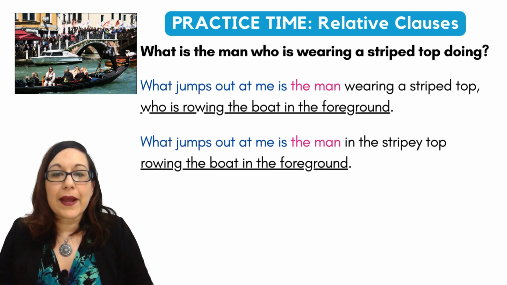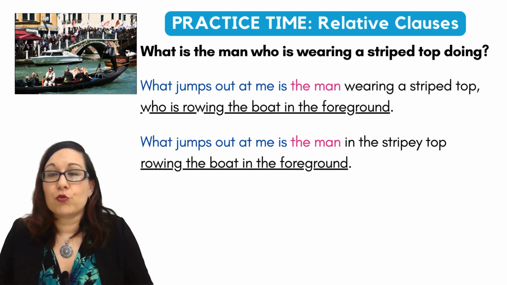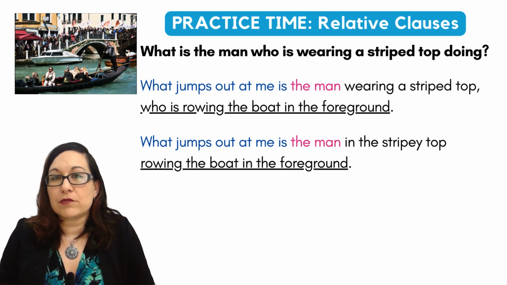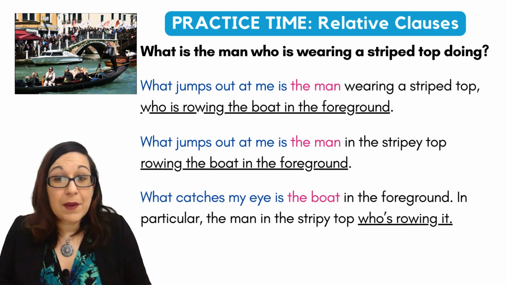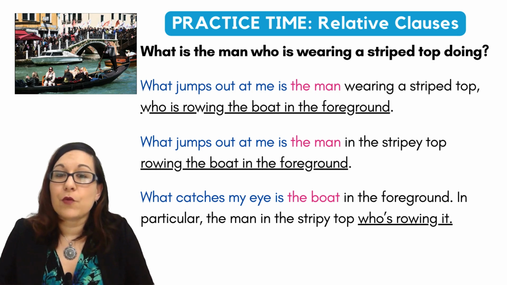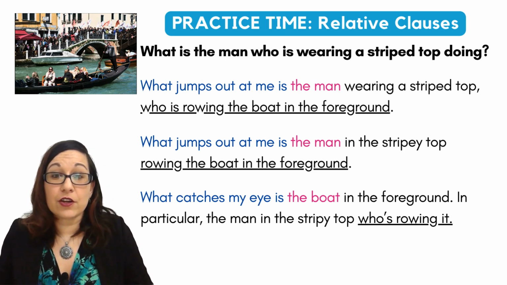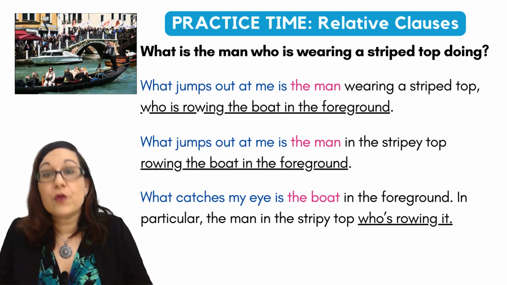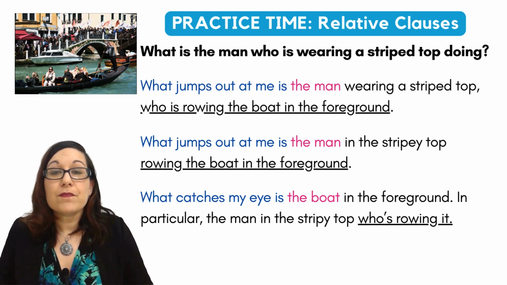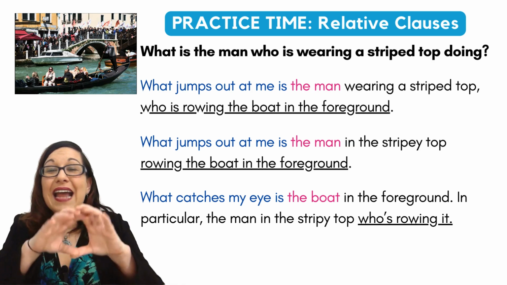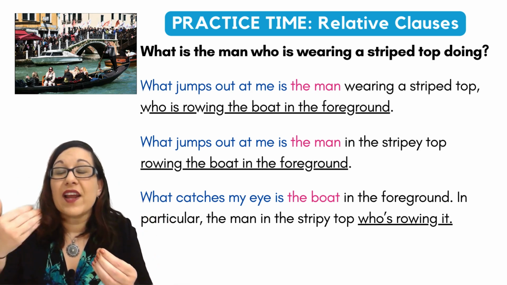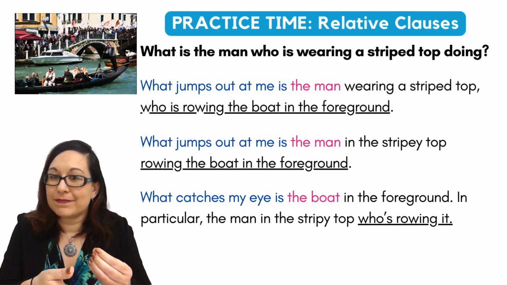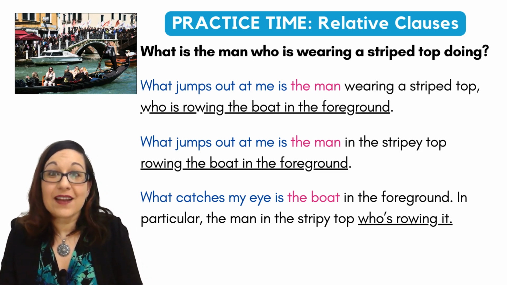For example, you might say, what jumps out at me is the man in the stripy top rowing the boat in the foreground. That's nice. Or, what catches my eye is the boat in the foreground. In particular, the man in the stripy top who's rowing it. So all of this is just a noun that is acting as the object of what I see. So now let's take a look at another structure.